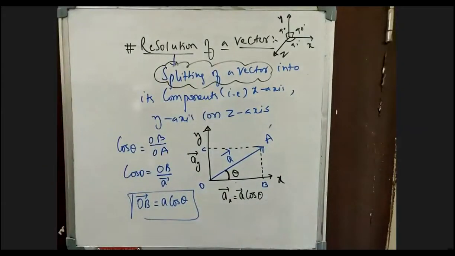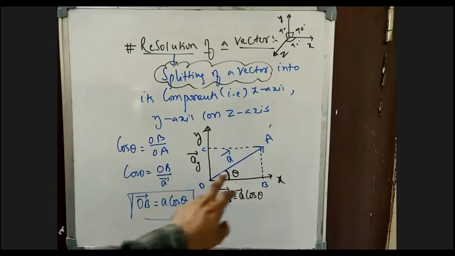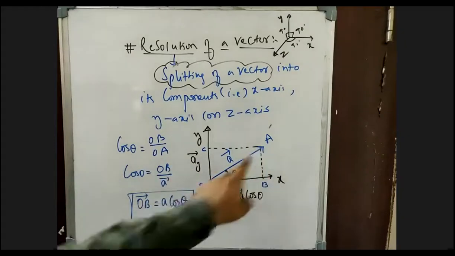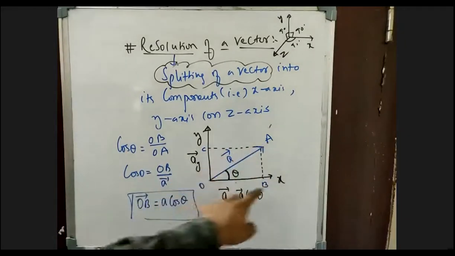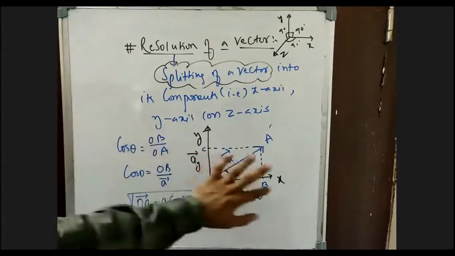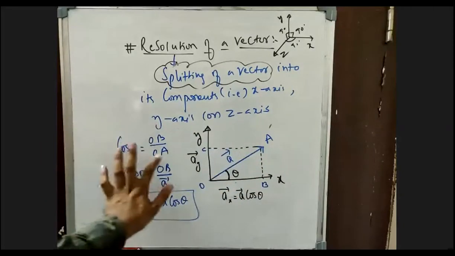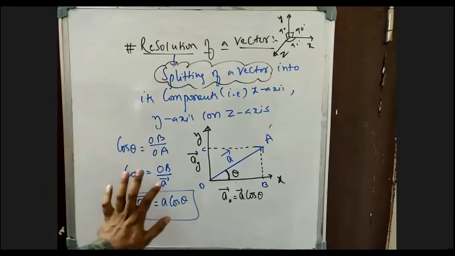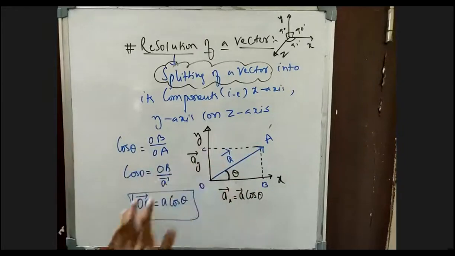Cos theta value I have written better from the figure. From the figure, cos theta is equal to OB by OA. This is your angle. So OB value is OA into cos theta. OA value is given as A in the problem. So OB is equal to A cos theta.